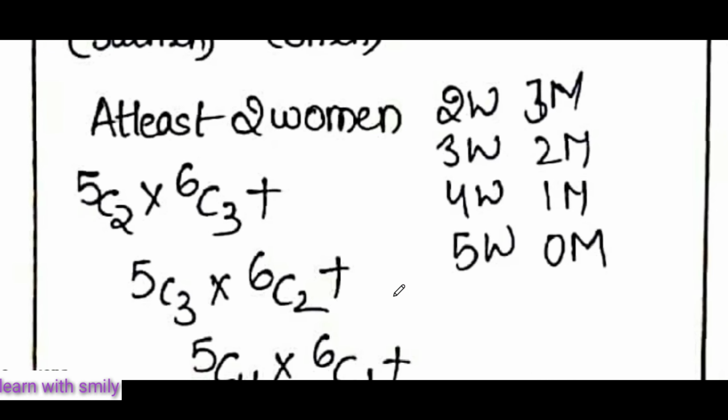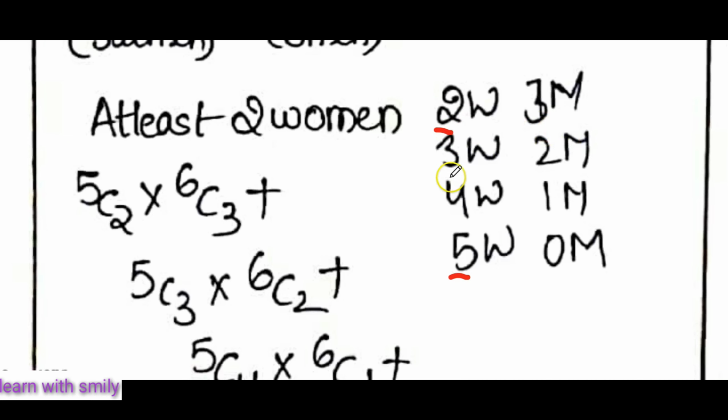Now coming to at least 2 men. So at least 2 means minimum is 2 and maximum is 5, because the count is 6 men and 5 women in our problem. So at least 2 men means minimum is 2 and maximum will be 5. The committee is of 5 members only. So when we take 2 women, we have to take the remaining as 3 men.